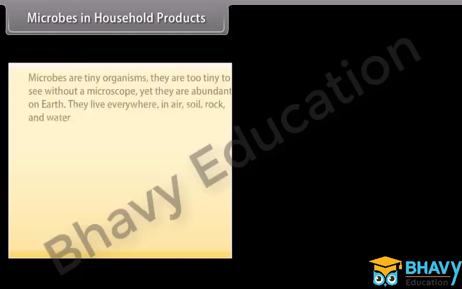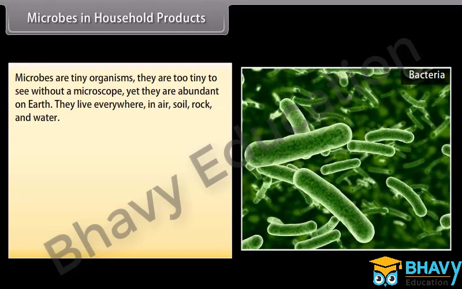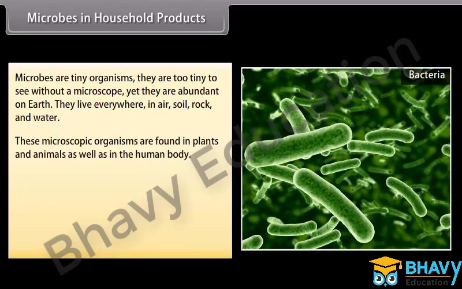Microbes in household products. Microbes are tiny organisms. They are too tiny to see without a microscope, yet they are abundant on Earth. They live everywhere in air, soil, rock and water. These microscopic organisms are found in plants and animals as well as in the human body.